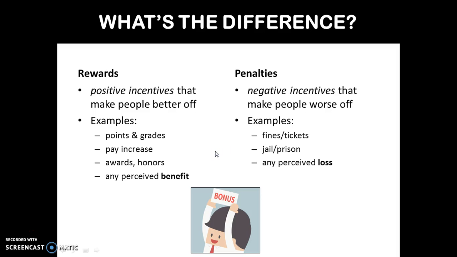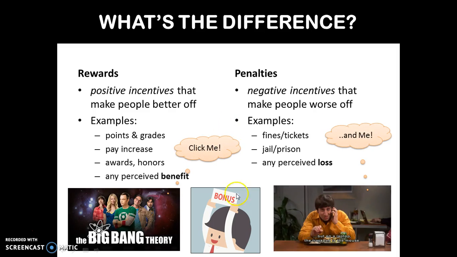Versus penalties make us worse off. And so it's a perceived loss: a fine or a ticket, jail, prison. Those are going to be incentives that cause us not to behave a certain way. So a speeding ticket will cause us to not go over the speed limit. And these are some examples from the Big Bang Theory with incentives, so you can check those out by clicking on the link.